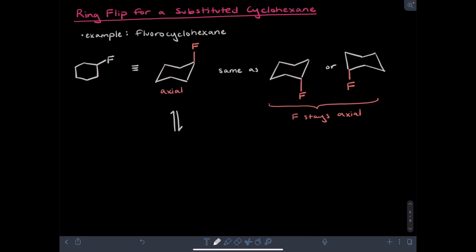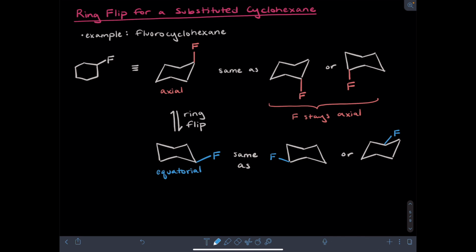This chair conformation of fluorocyclohexane is in equilibrium with another chair conformation. In the other chair conformation, the fluorine is equatorial instead of axial. These 2 conformations, where fluorine is axial or fluorine is equatorial, interconvert by a ring flip. The equatorial conformation I drew is the same as these other 2 ones that I've drawn.